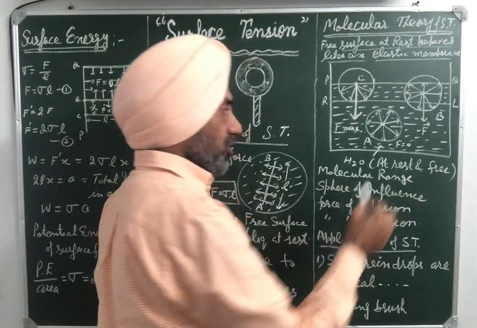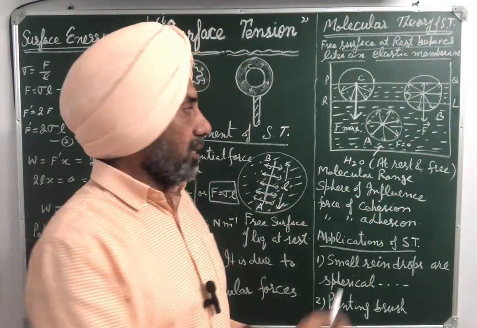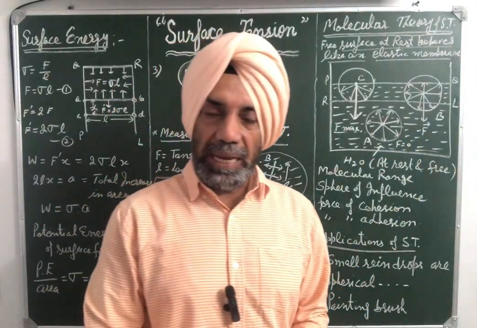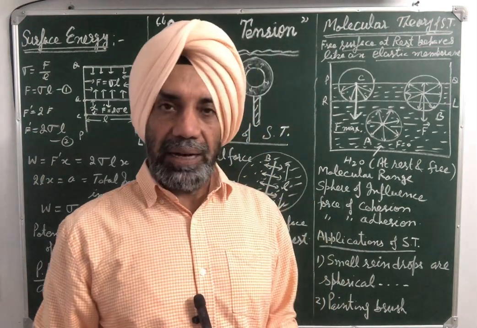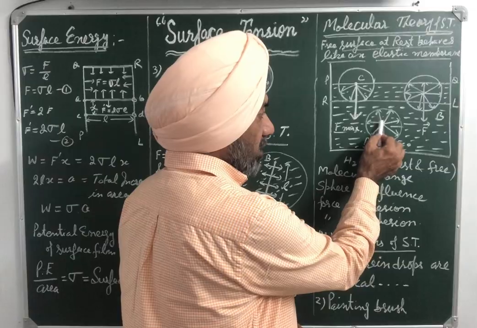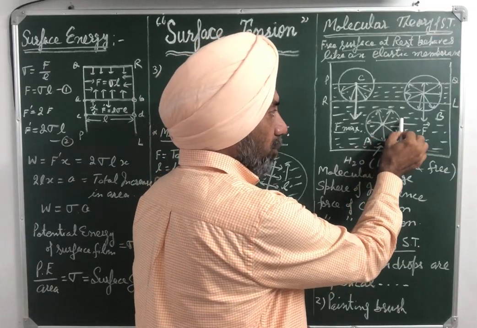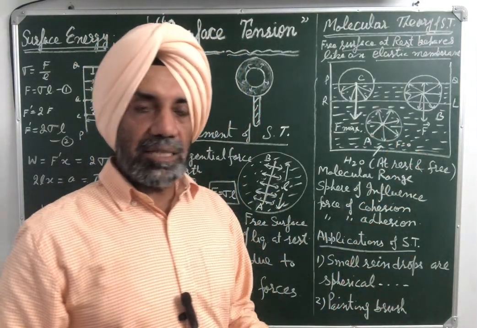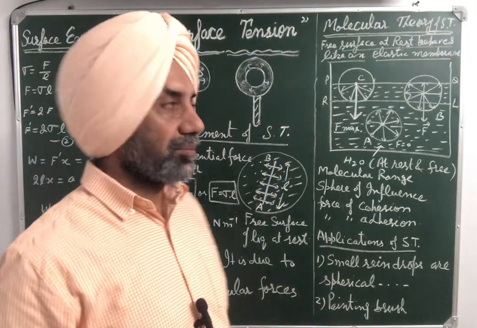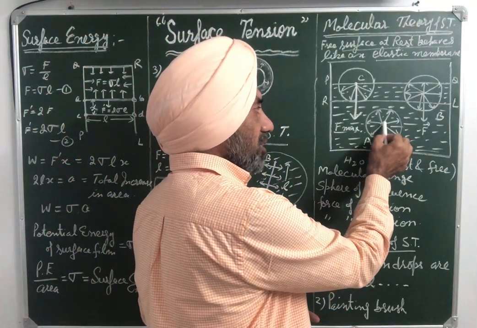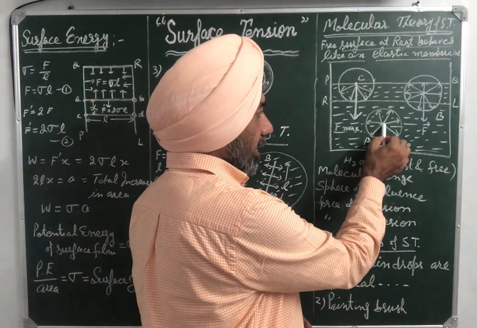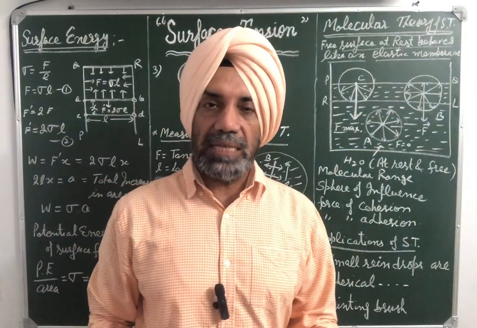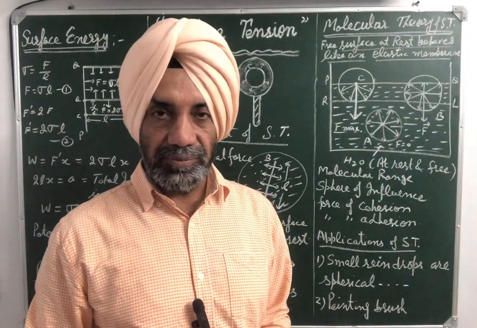Then there is molecular range. Molecular range means, since this particle is attracted equally in all directions, in the space surrounding it, its effect can be felt. So the maximum distance from the center of the molecule up to which its effect can be felt is known as its range, and it is known as molecular range. And if we draw a sphere taking the molecule at the center and radius equal to molecular range, that sphere is known as the sphere of influence.